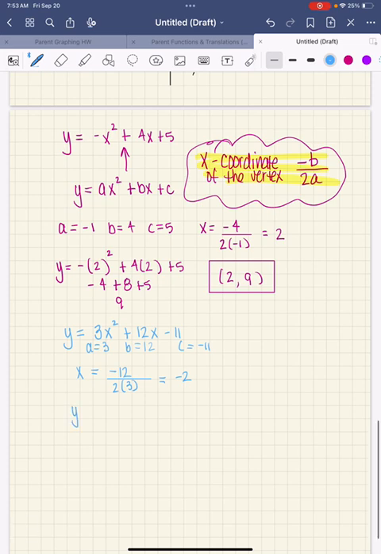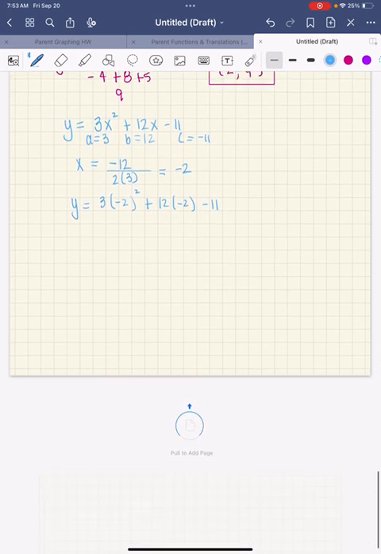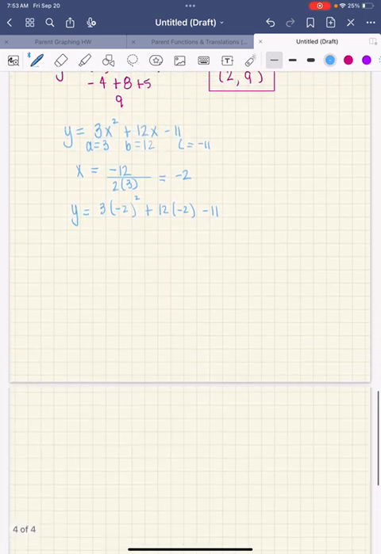To find the y value, this is not on Monday's quiz. And we'll do more of this on Monday. I'm sure you can't wait. So this is going to be negative 2 squared, which is 4, times 3 is 12, minus 24, minus 11, which is negative 12 minus 11, negative 23. That's a horrible vertex, but it is what it is. Could you imagine completing the square with that? No, thank you. Negative 2, negative 23.